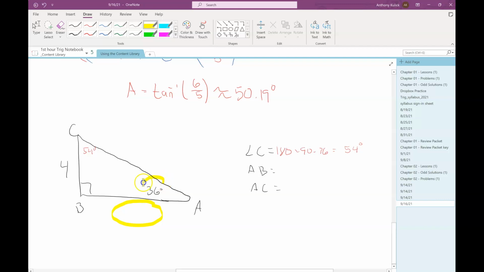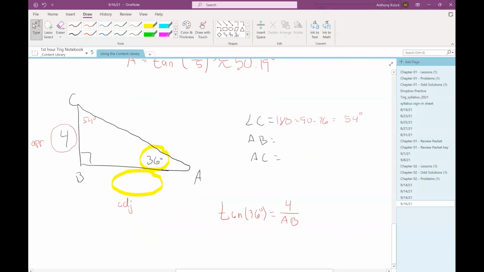The 36. Okay. So relative to the 36, AB is the adjacent side. And the 4, the other side we know, is the opposite side. So the trig function I need to choose in this case is tangent. So I would say that tan 36 equals opposite over adjacent. Is everybody okay with that?